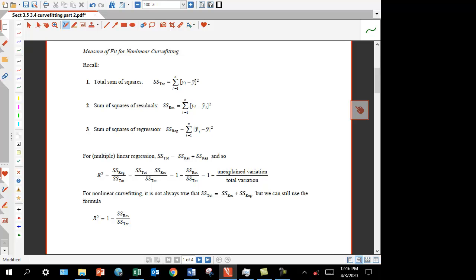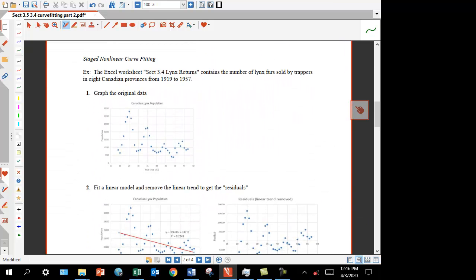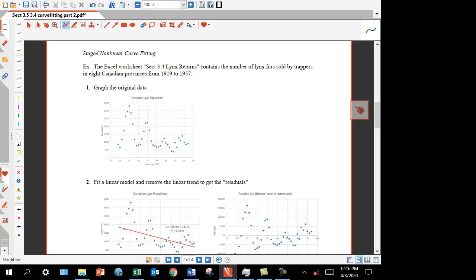Now, the reason I'm going through all of that is that it turns out that for nonlinear curve fitting, it's not always true that this relationship holds. And so for R squared, let's just go with this definition that R squared is 1 minus SS residual over SS total, 1 minus the unexplained variation. And so the rest of the lesson is dealing with one example, one complicated example.